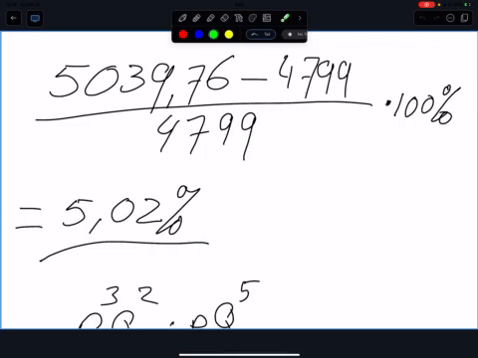Certain people only wrote 5%. Some people rounded off incorrectly, 5.01. But the answer is 5.02%. Easy. 30 seconds to make that exercise.